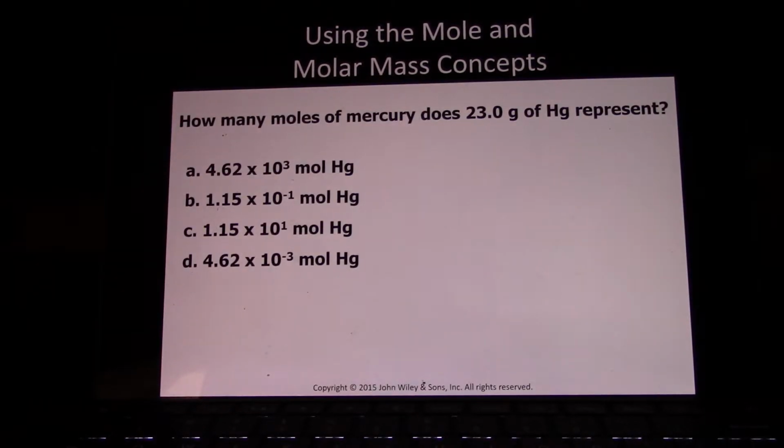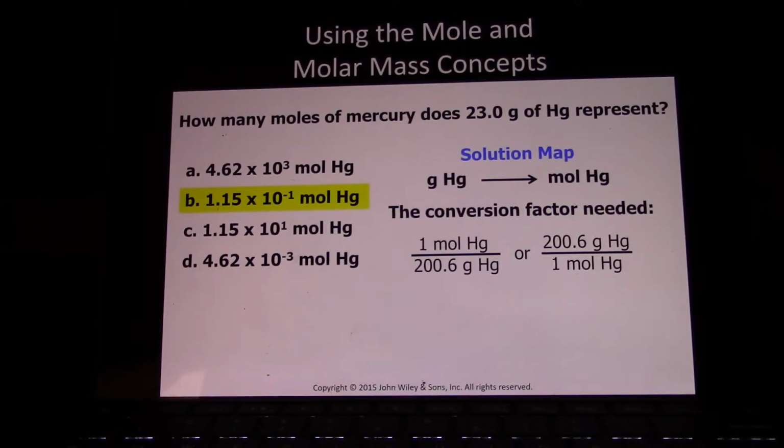How many moles of mercury does 23 grams of mercury represent? We take out our trusty periodic table and we find that mercury's atomic mass is 200.6 grams per mole.